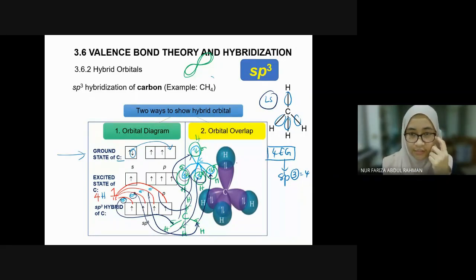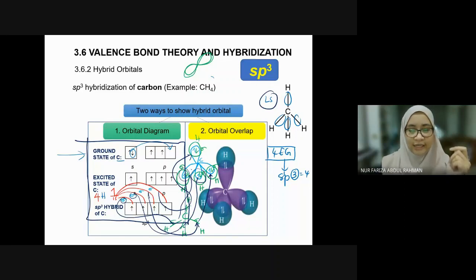Okay? So that it's closer. But you have one Lewis structure, that's enough already. Right? But normally guys, the question will ask you to show the formation of hybrid orbital for carbon for CH4. Then you just draw this part only. Or if the question asks you to show or draw the orbital overlap for CH4, that means you just draw this one.